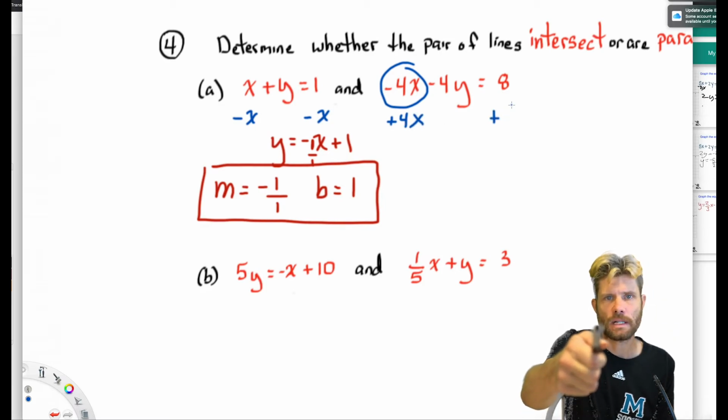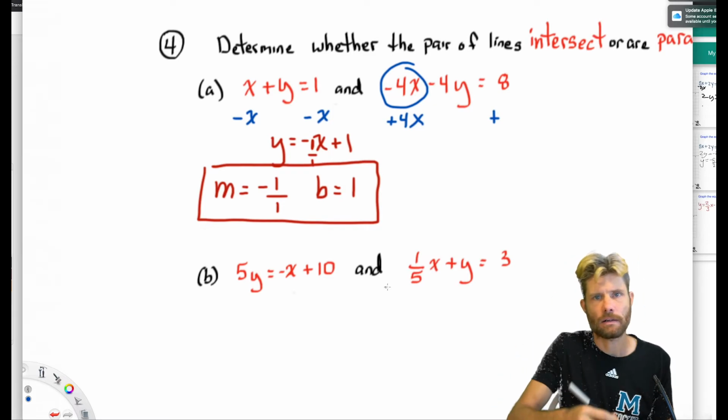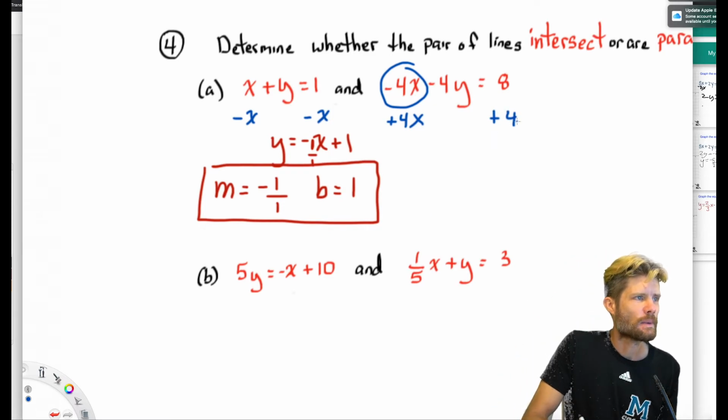You with me there? Stay with me. Right, I'm right over here. We add 4x to both sides, and now we get negative 4y equals 4x plus 8.